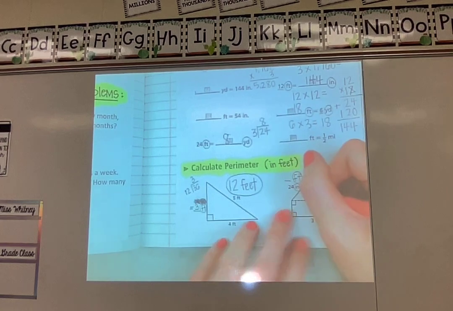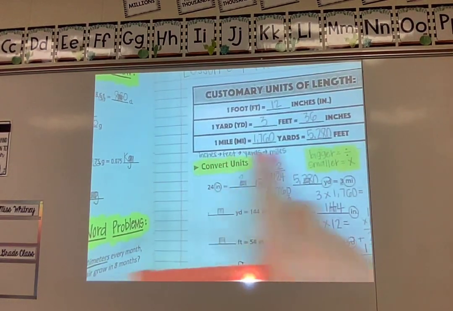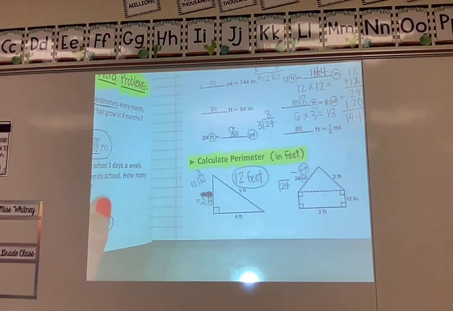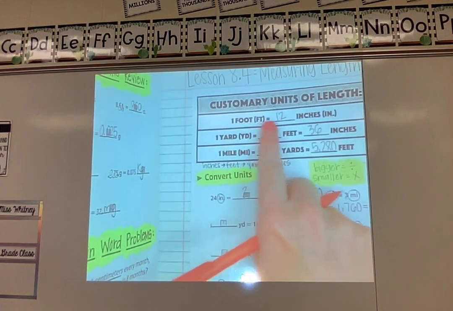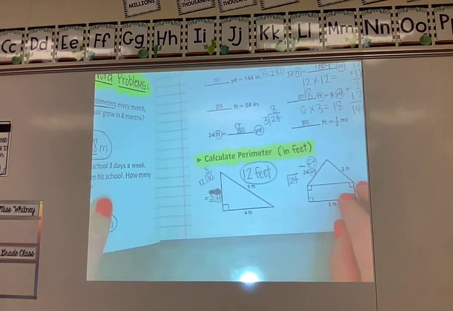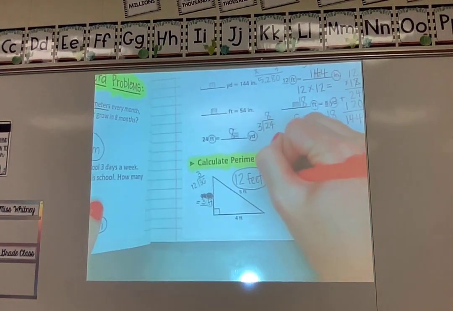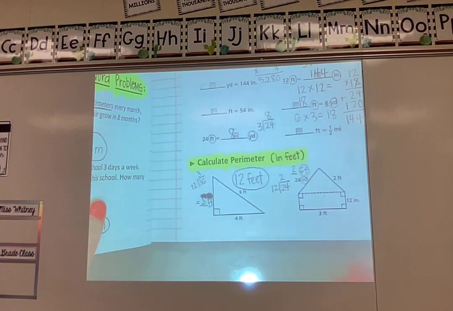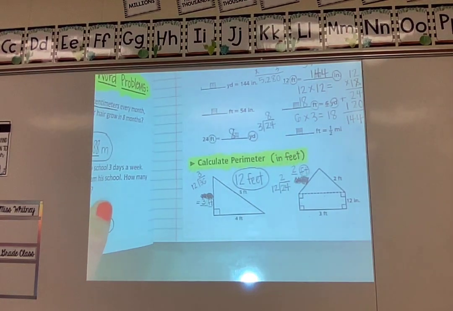I'm going from inches to feet, so I'm looking up here. Inches to feet means I'm getting bigger, so I need to divide. 24 divided by, and then I need to use my chart, inches to feet. Well, 1 foot is 12 inches, so I need to divide by 12. 12 into 24 is 2 times. That is a multiplication fact. So 2 feet is what that would actually be. I'm going to cross off the inches because I have converted it over to feet now.